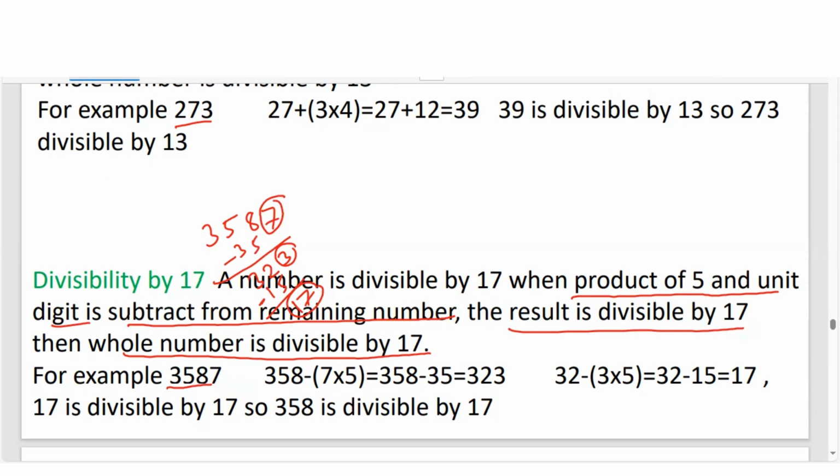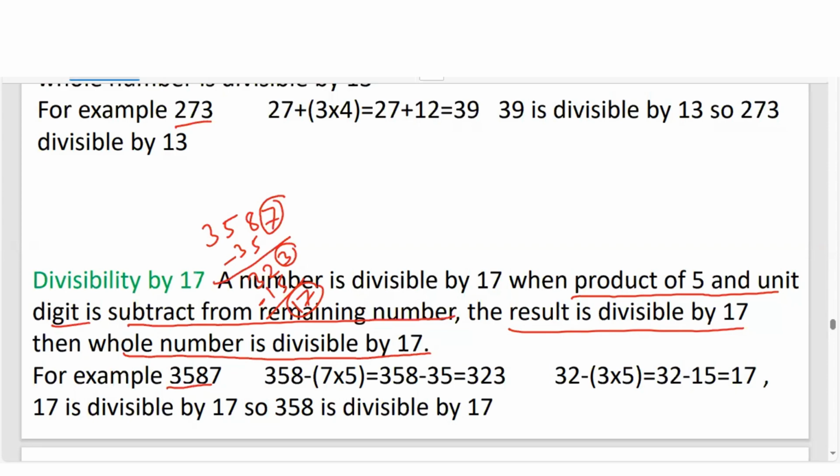17 is divisible by 17. So yes, this number is divisible by 17. So any number is given, you can check by this technique. The technique is: take the unit digit given, multiply the unit digit by 5, right? And then subtract from the remaining number.